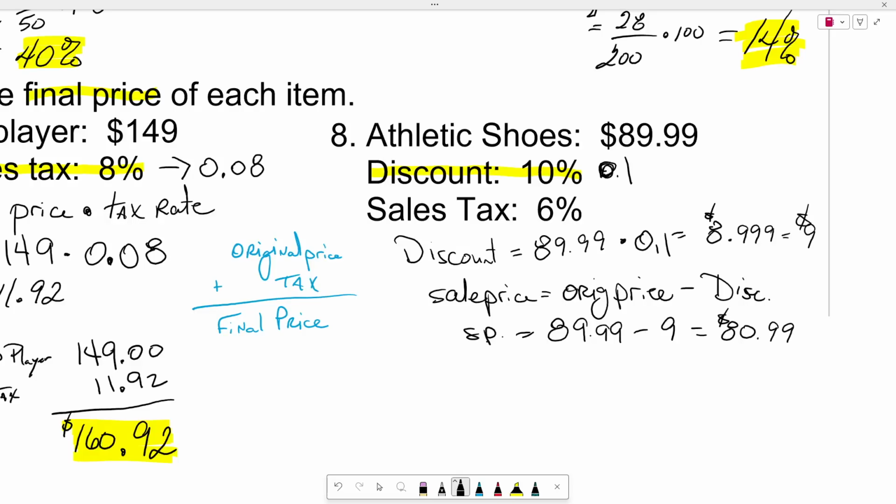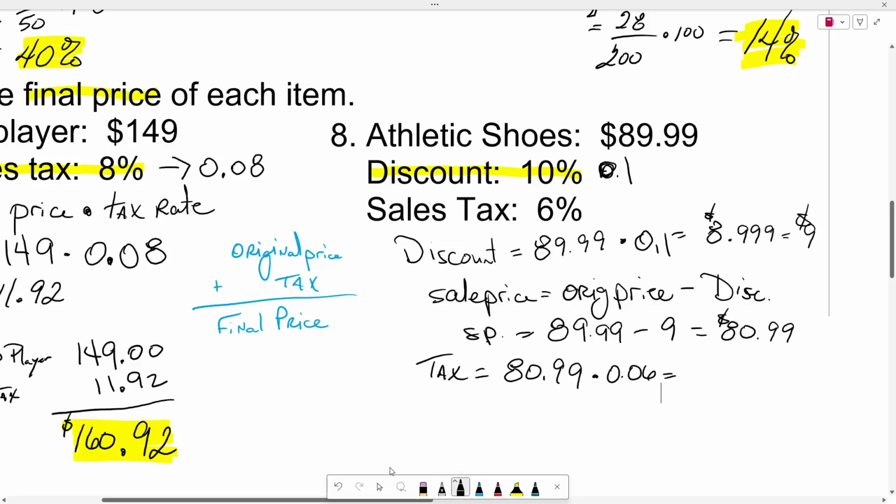Now I have to find my tax. In order to find my tax, I got to find $80.99 times 0.06, and we multiply that out. Punch this into my handy dandy calculator, and I see that it is 4.8594. But again, we're dealing with money. I round this to the nearest penny, which would be $4.86.